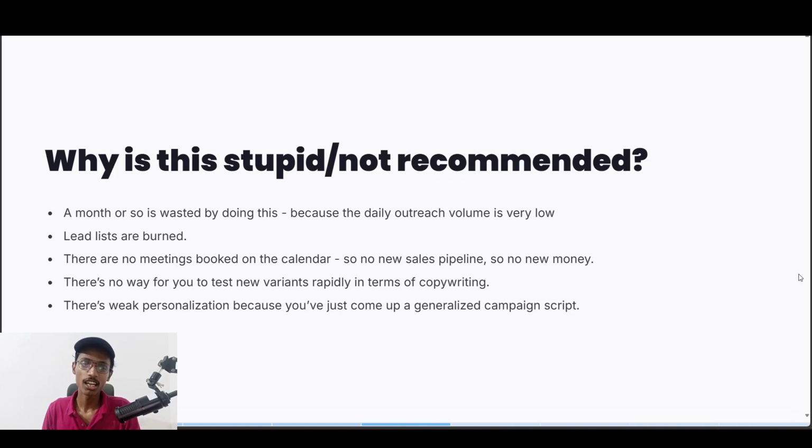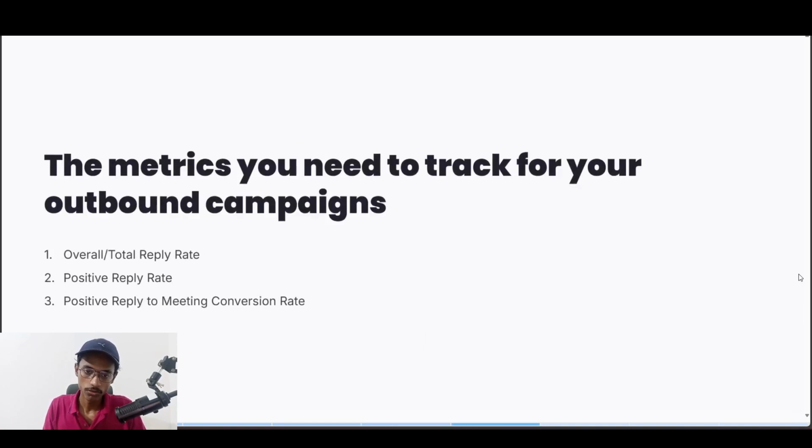And there's no way for you to test new variants rapidly in terms of copywriting. There's weak personalization as well because you've just come up with a generalized campaign script. Because of that, your copy is weak, and your offer is weak as well. So again, you're going to get poor results. With that being said, here are the metrics.